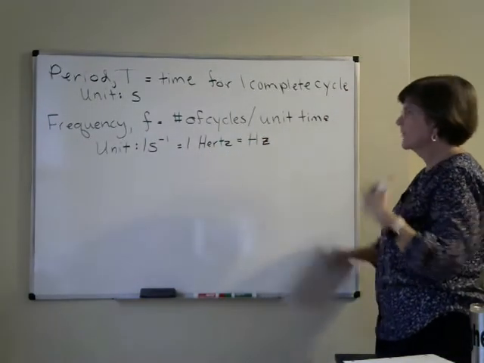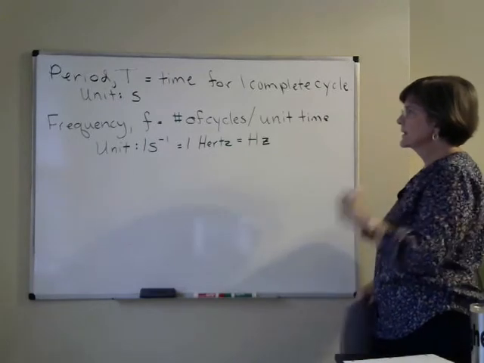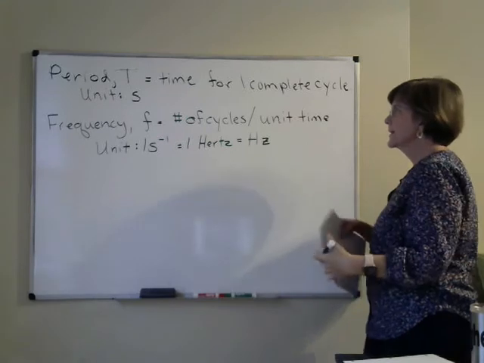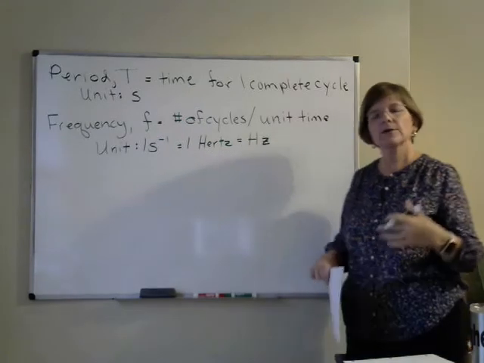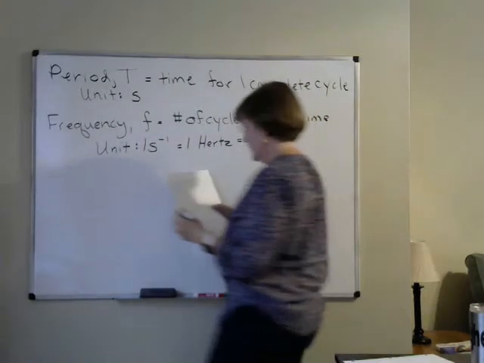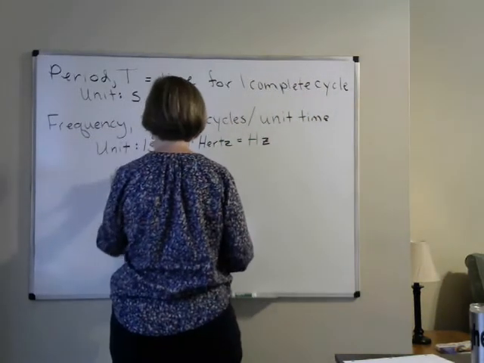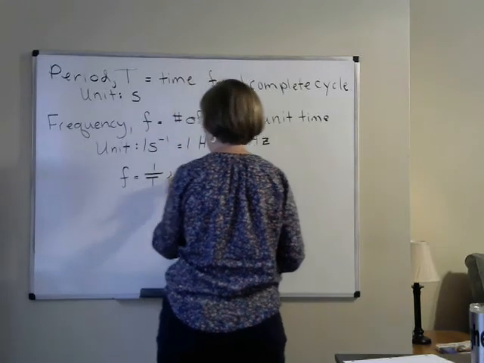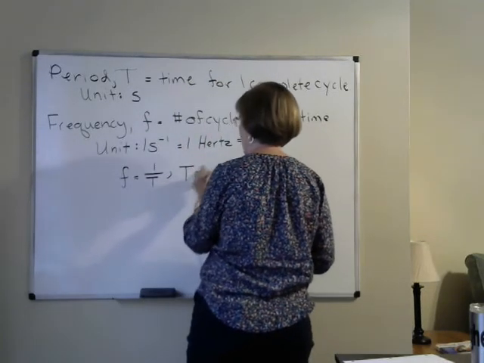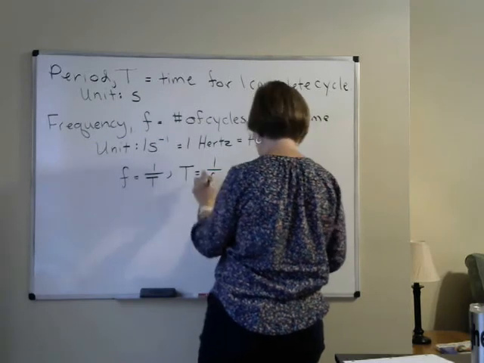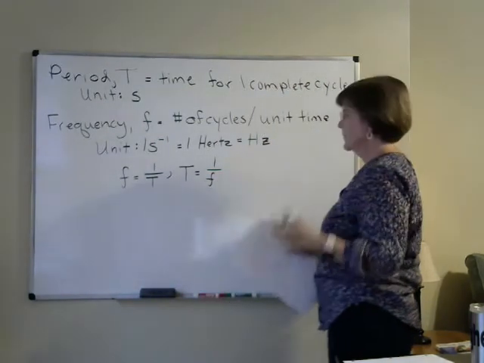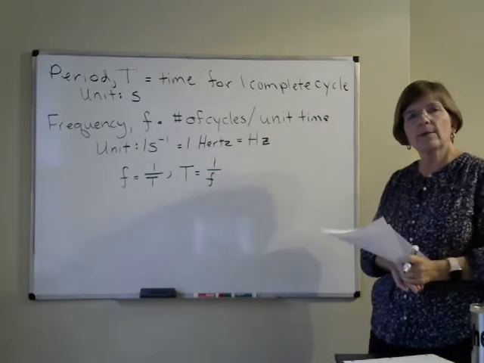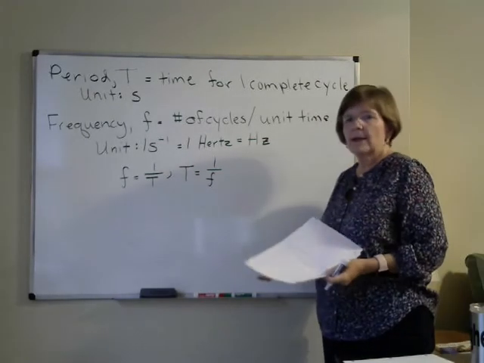Now, if we think for a minute, if frequency is the number of cycles per unit of time, and period is the amount of time per cycle, those are actually reciprocals of one another. The frequency is 1 over the period, or you can say that the period is 1 over the frequency. That's a nice relationship. If we know one, we know the other. So when you read the problem, just pay close attention. What did they give us?